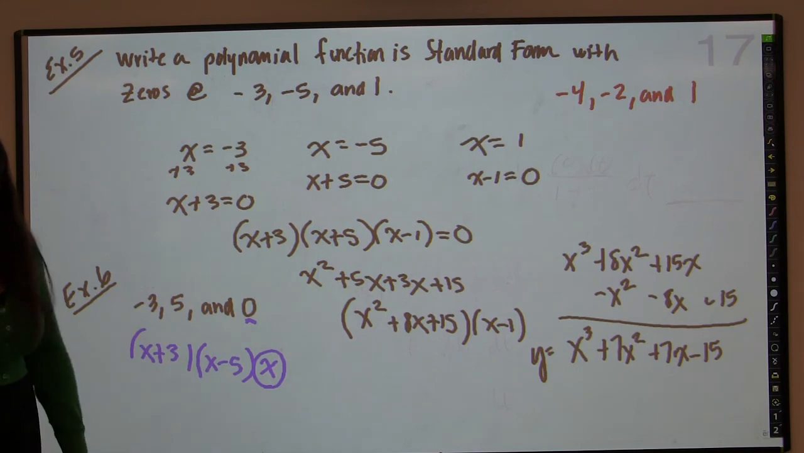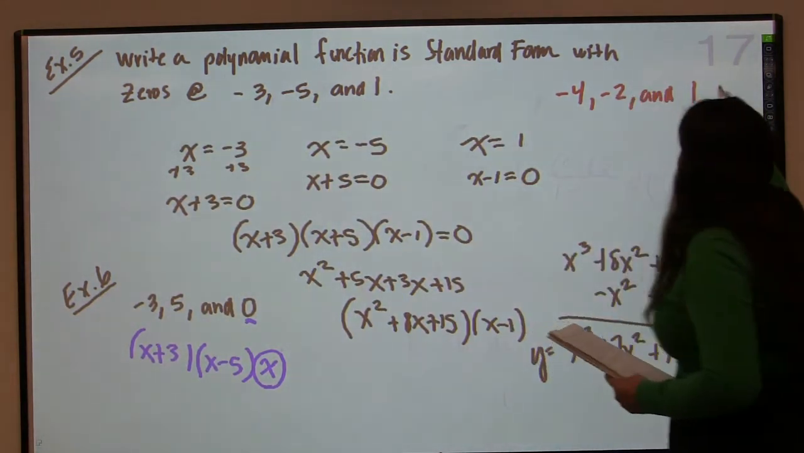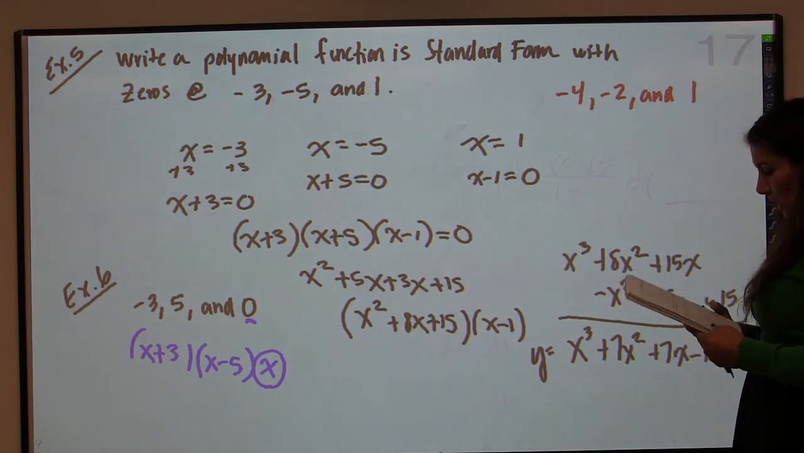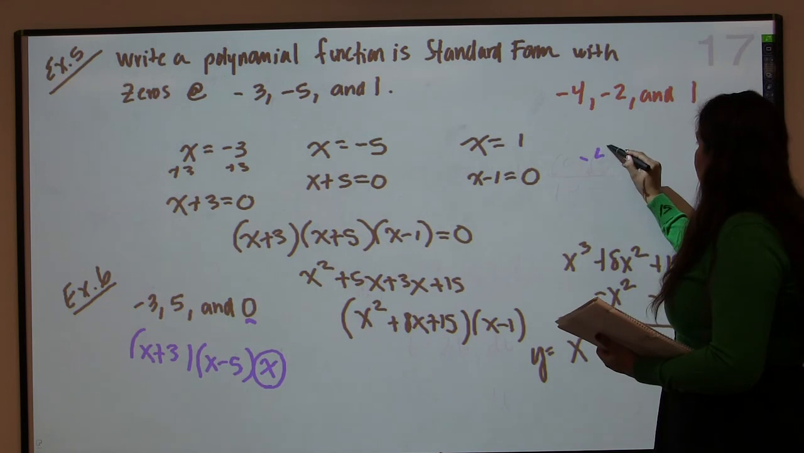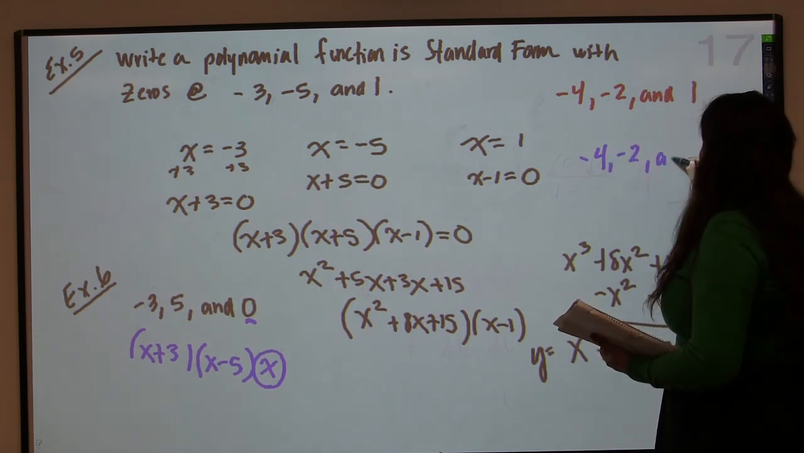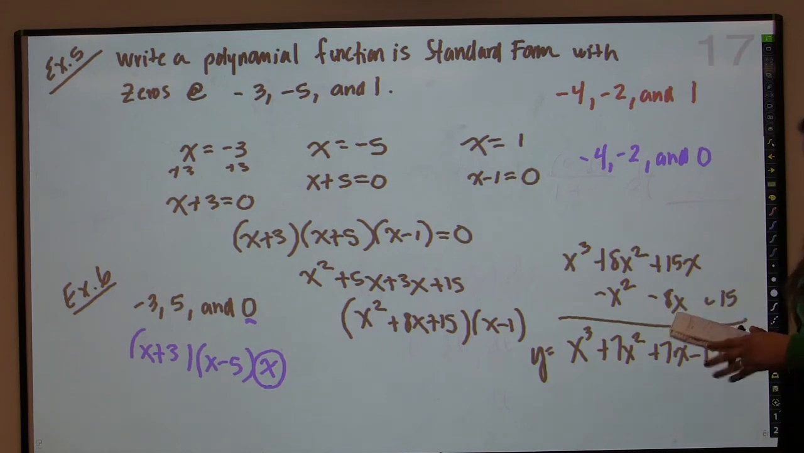Okay, so I want you to do 2 examples here. The first one is negative 4, negative 2, and 1. And the second example I want you to do is very much like it, but it's negative 4, negative 2, and 0. Both of these examples need to be done in your notes for the next class period.